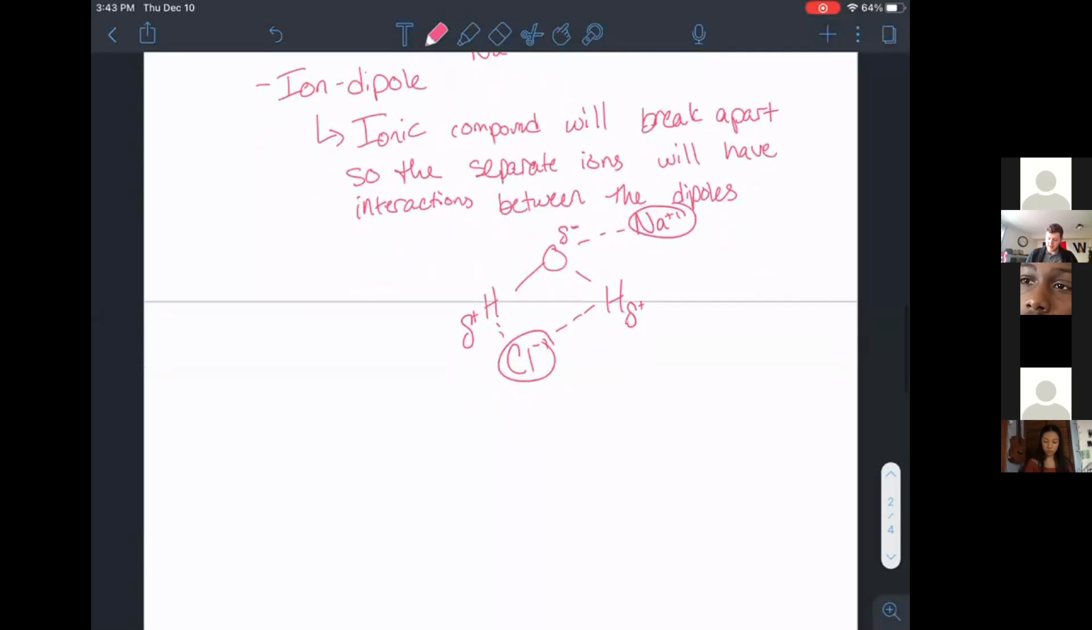The next one we're going to talk about is dipole-dipole. And that happens when we have two polar covalent molecules together, or multiple polar covalent molecules.